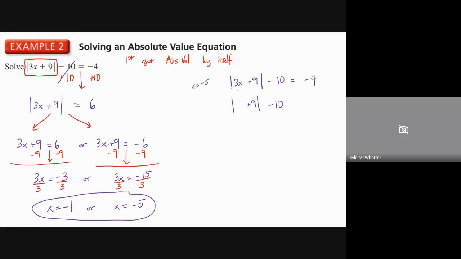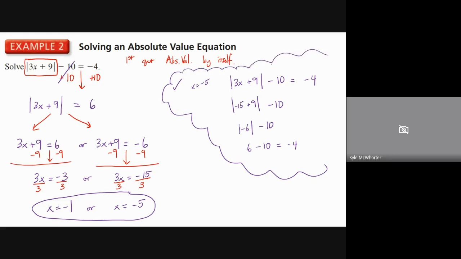if I put a -5 in, the 3 times -5 would be -15. -15 plus 9 would be -6. The absolute value of -6 is +6. 6 minus 10 is -4. So both of our solutions work. So this was just us checking our answers. But when you're doing your homework, you'll be able to just look at the answers to see if you did it right.